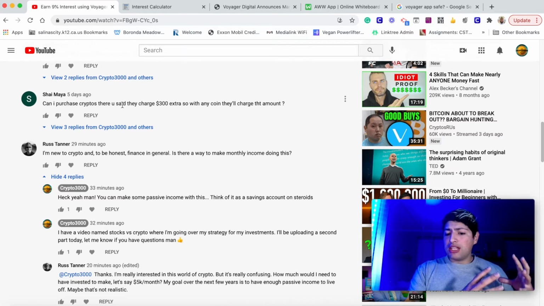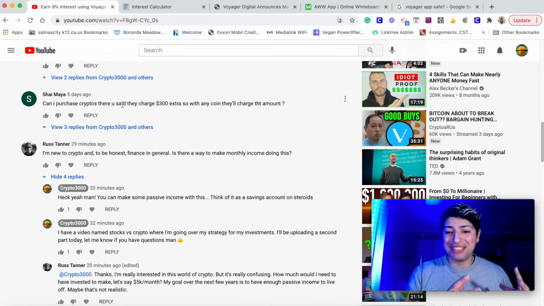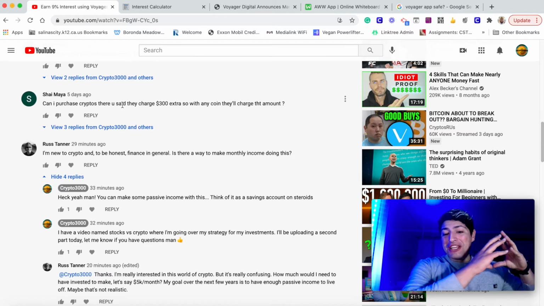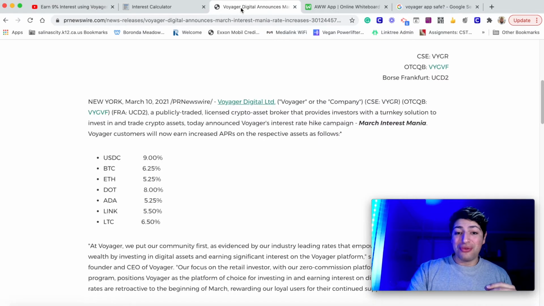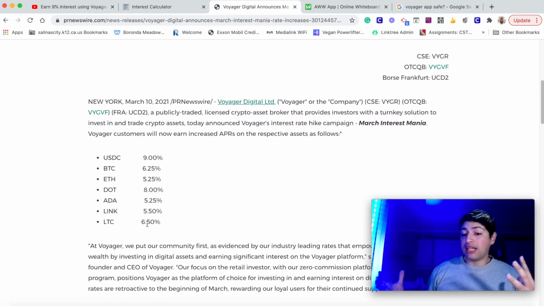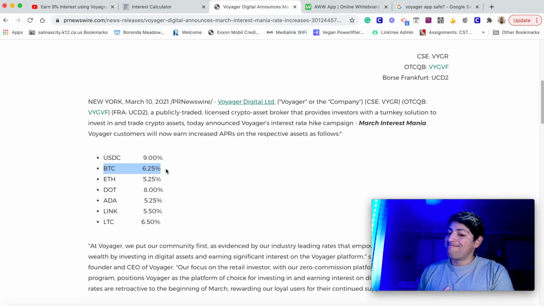Each app has its positives and its negatives. The positive for Voyager is that they offer you interest on so many cryptos. Here we have what they offer you interest on, all these cryptos. So if you're thinking of holding, let's imagine that you're holding Bitcoin and you're in it for the long run, and you're holding Bitcoin on Robinhood. I don't know, I wouldn't do that. I would transfer that. Well, you can't transfer from Robinhood. But I would sell and then purchase it on USDC and take advantage of this interest rate here.